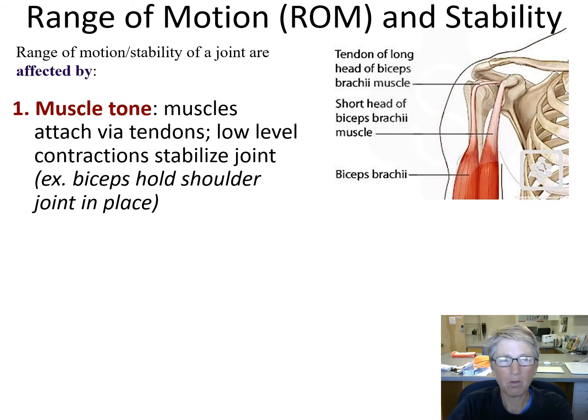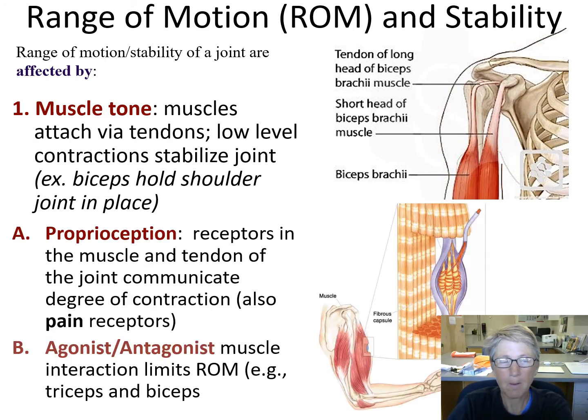So let's look at muscle tone. Number one, range of motion and stability of a joint are affected by muscle tone. We probably know this. In this cartoon, it shows the muscles attached to bone via a tendon. And there's a low level contraction of muscle, or low level of muscle tone, that is in place. So that helps stabilize the shoulder joint.